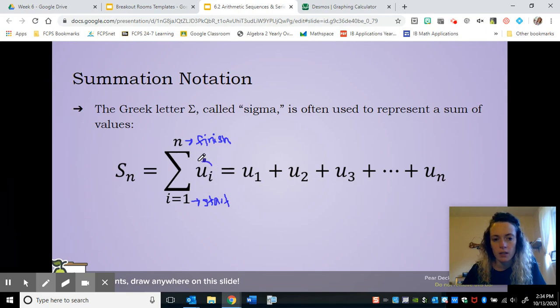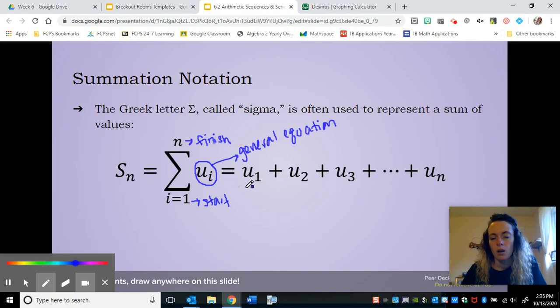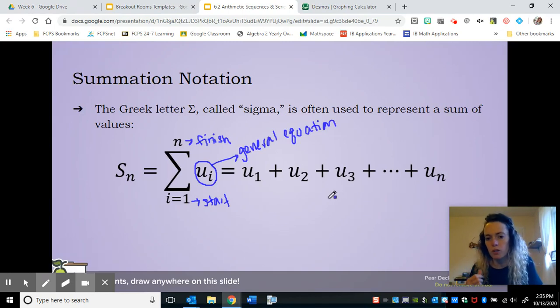This, right next to it, that'll be your general term equation. Everything to the right of that equal sign, you wouldn't be given that. It's just showing you that this would be the first term plus the second term plus the third term plus however many until you get to the last term. But let's put this into action with our final example.